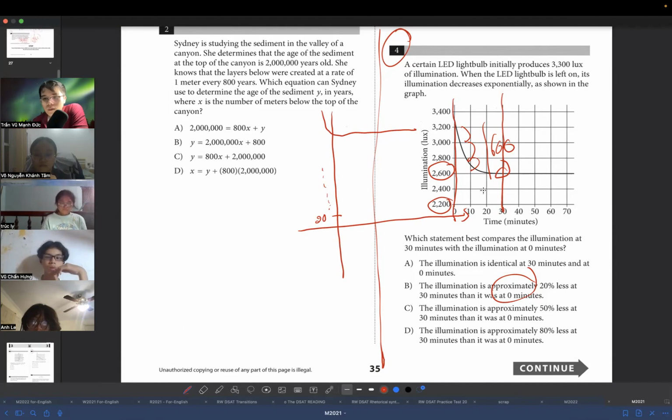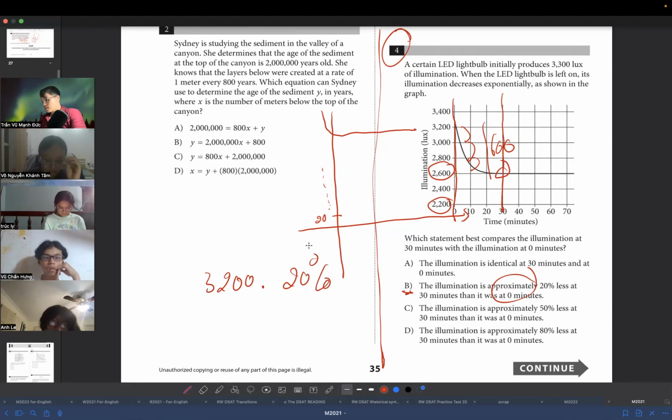20% less. Seems like most people choose B. 3200 times 20%, that is 3200 times 0.2, 640. So B is correct.